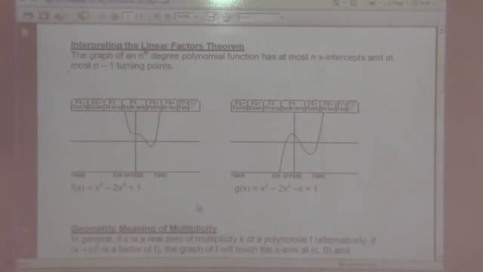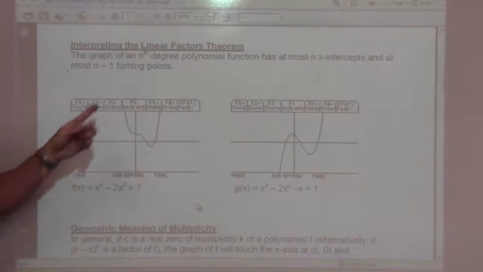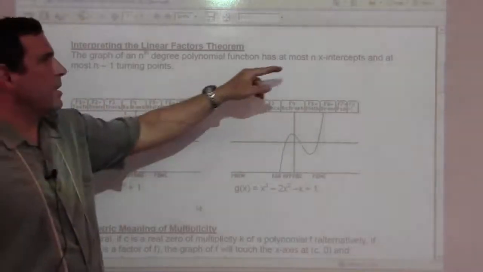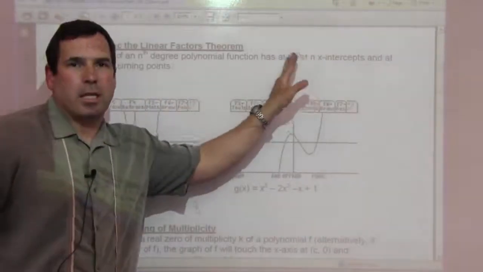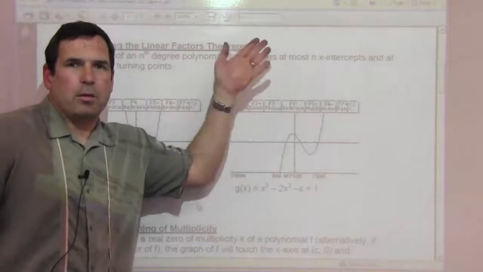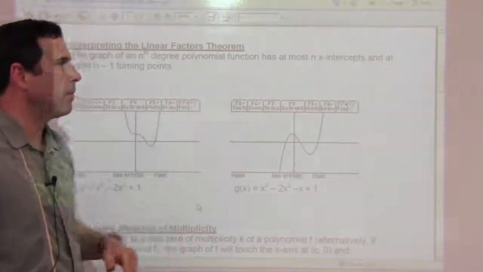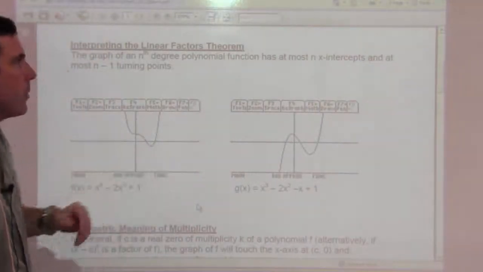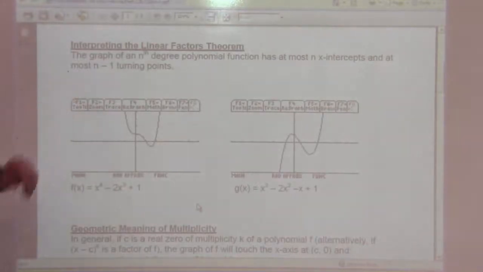So interpreting the linear factors theorem, the graph of an nth degree polynomial function has at most n x-intercepts. At the most n x-intercepts. You're not going to have more roots than you have the degree. Could be fewer though. And at most n minus 1 turning points.